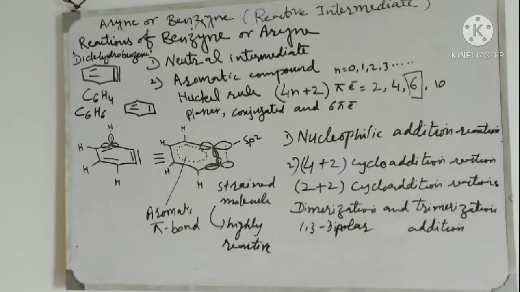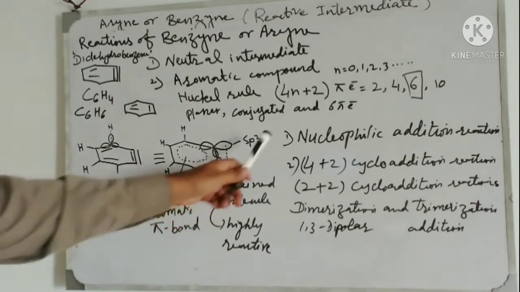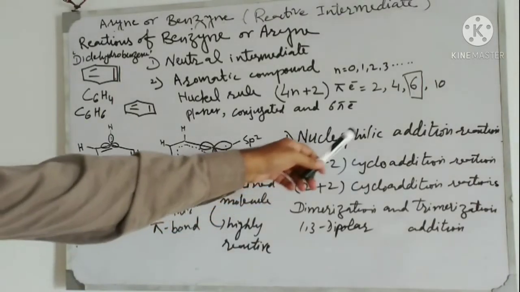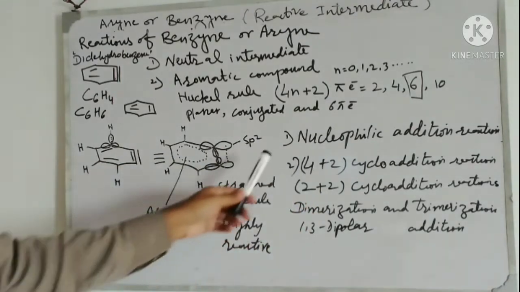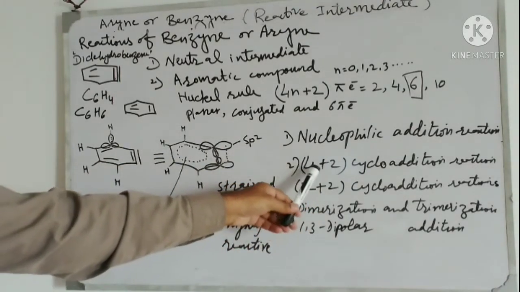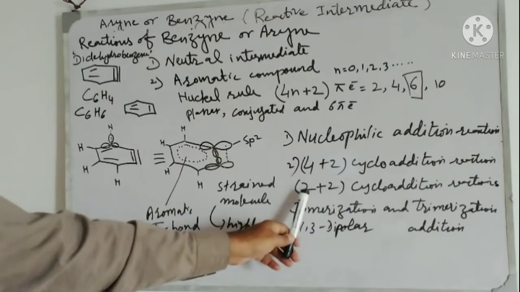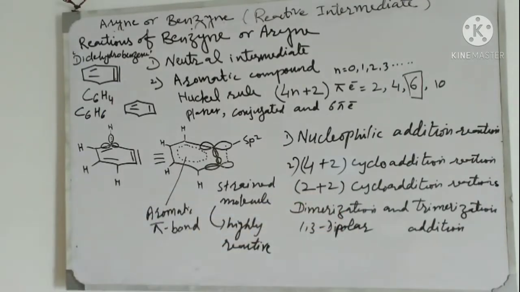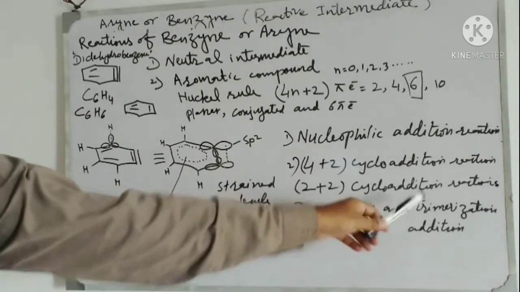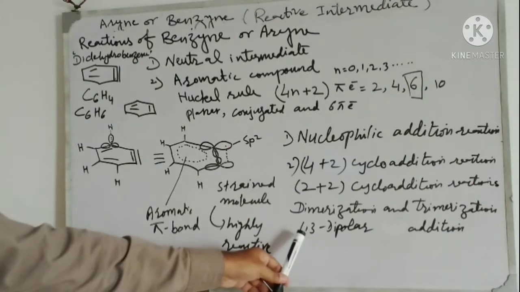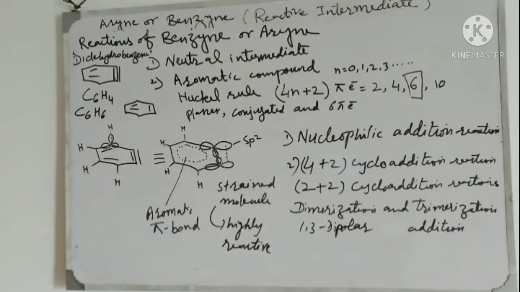So they go into these types of reactions: nucleophilic addition reactions. They also go into pericyclic reactions like 4+2 cycloaddition reactions, 2+2 cycloaddition reactions, dimerization and trimerization reactions, and finally 1,3 dipolar addition. Benzyne gives these types of reactions, and we will discuss them in detail.